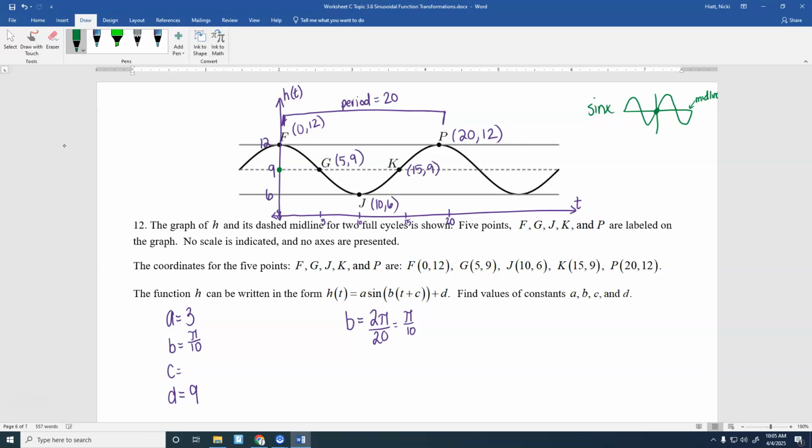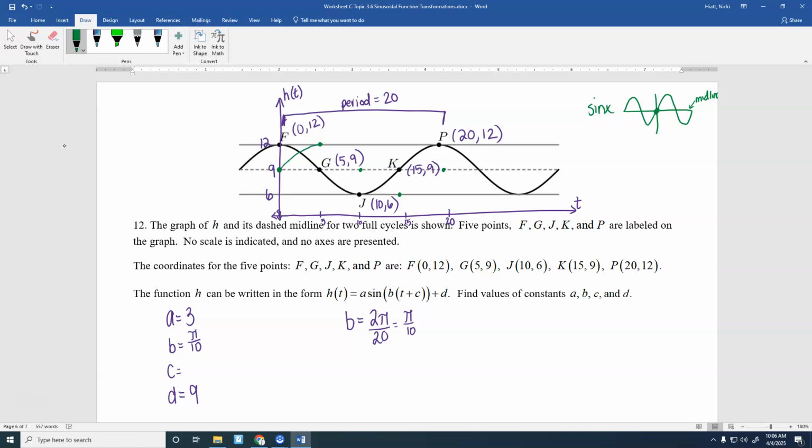I'm going to do it in green here. This is not my answer. I'm trying to figure out how much I need to shift this graph. It would go to the midline, then at the next point given it'd have a maximum, and at the next point given it'd be back to the midline, it'd have a minimum, and then back to the midline.